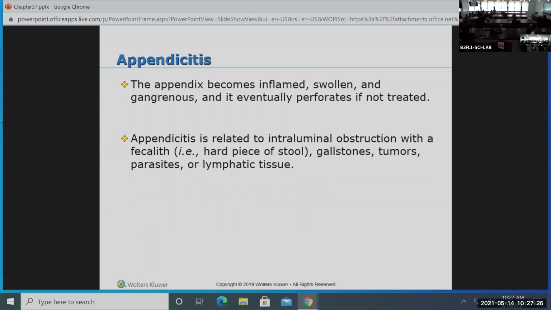Now, the condition over here we call appendicitis. What is appendicitis? It is when the appendix becomes inflamed. Please remember, it's important. The appendix becomes inflamed, swollen, and gangrenous. And eventually, in some late cases, it perforates also, if not treated.